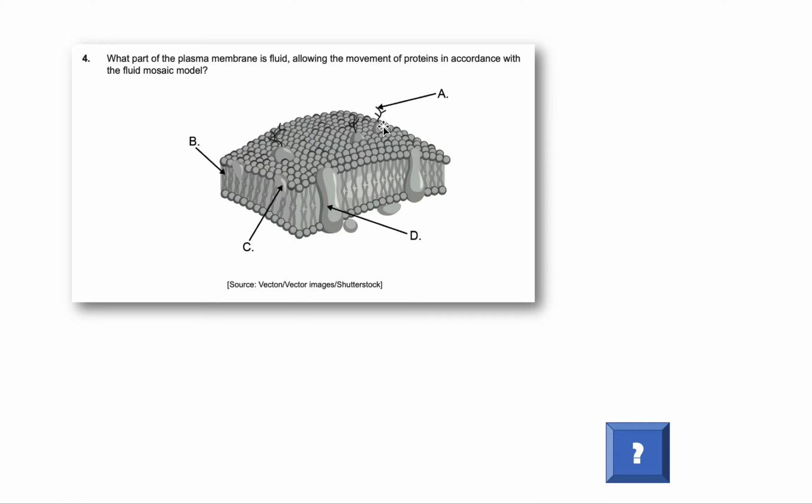Why is it not A or D or C? Because these are proteins. So C is a protein. It has nothing to do with fluidity. In fact, it is quite rigid. Same with D. It's an integral protein that is quite rigid. And A is a little molecule here called a carbohydrate chain, and it is on this protein here, so we call it a glycoprotein, and it has many functions, but none of them are related to making the membrane fluid.